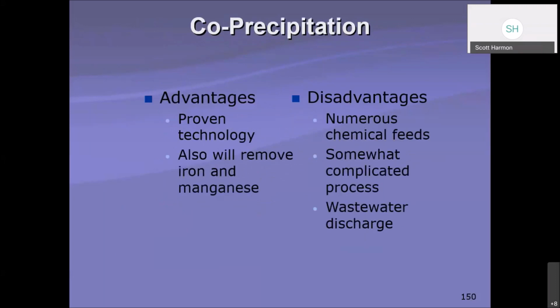For co-precipitation, there are advantages and disadvantages. It's proven, and it also leads to iron and manganese removal, which in the well water environment is a good thing. The disadvantages with co-precipitation are numerous chemical feeds, a somewhat complicated process, and you have to deal with wastewater discharge. With the numerous chemicals, you'll remove a certain amount of alkalinity using these processes that you may need to add back in at the back side of the process, so you're not sending out aggressive water and things like that to your customers. So there may be some additional chemicals that you have to use in this treatment model.